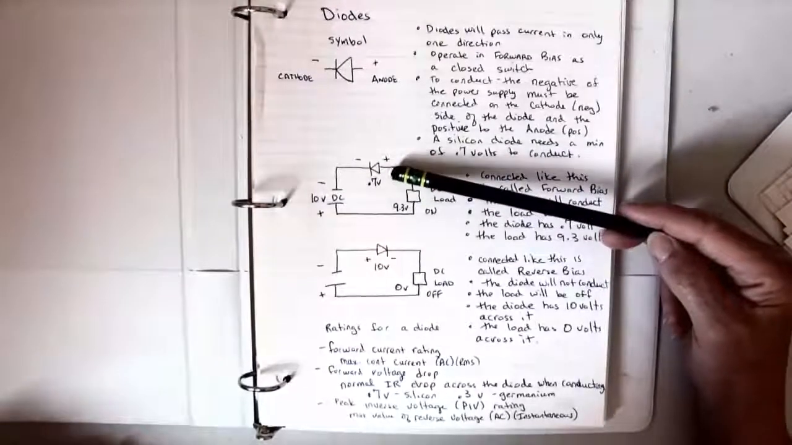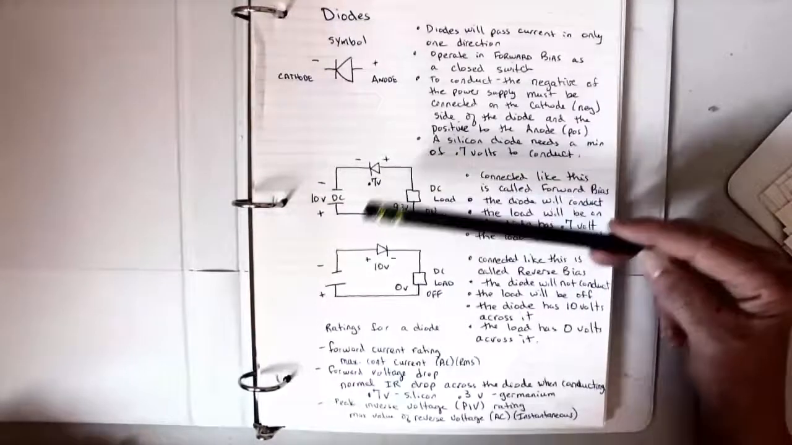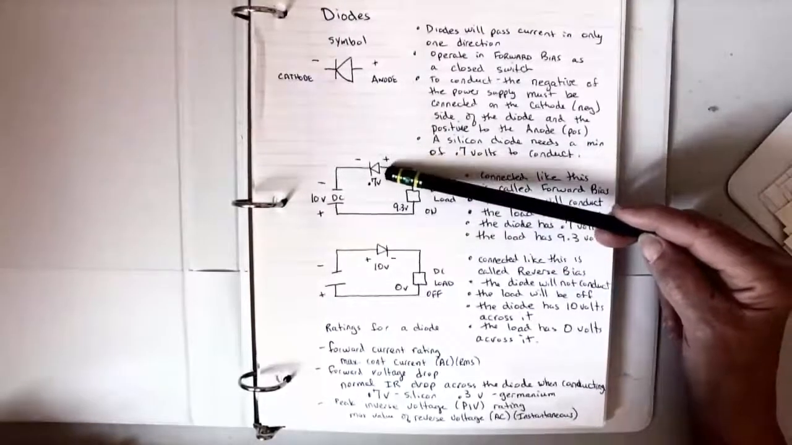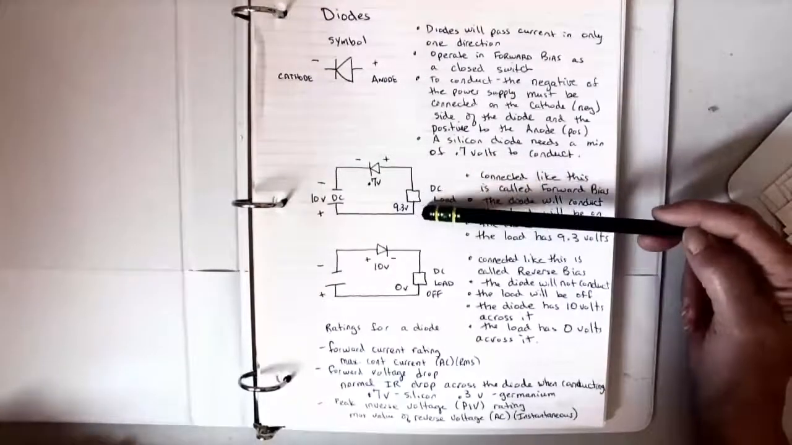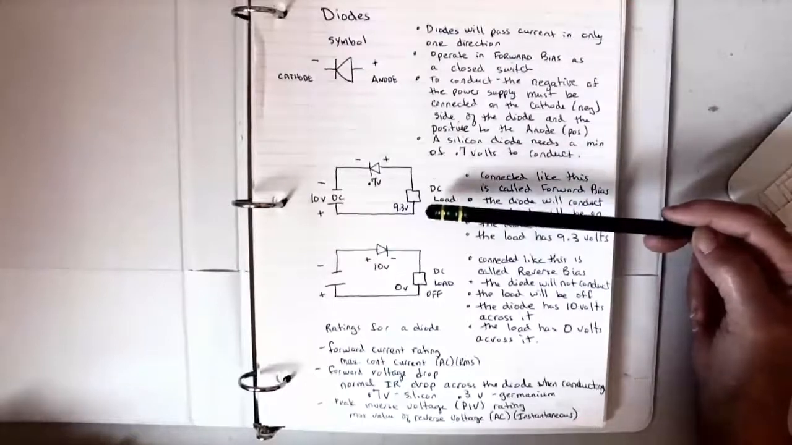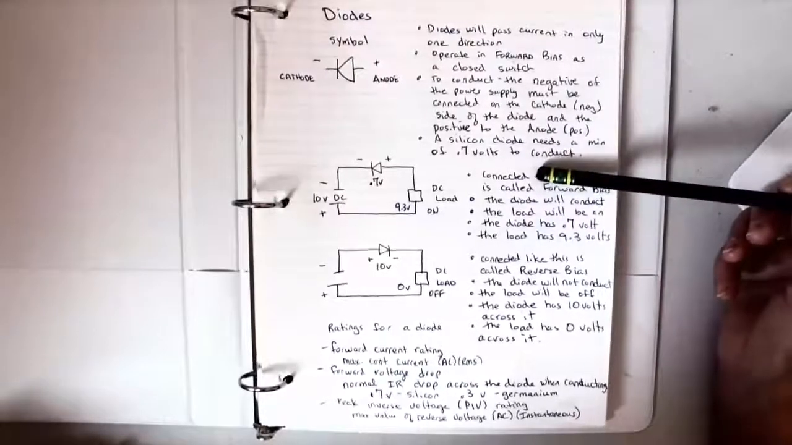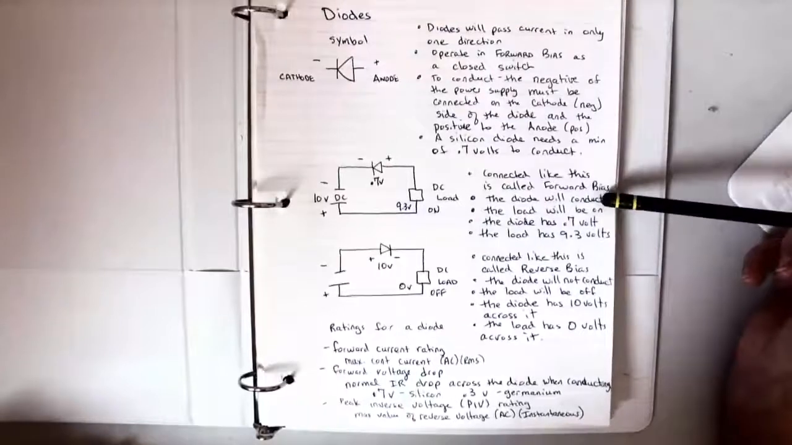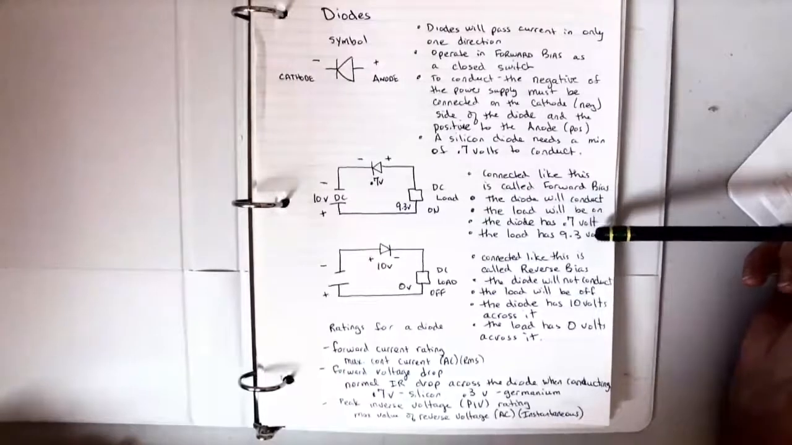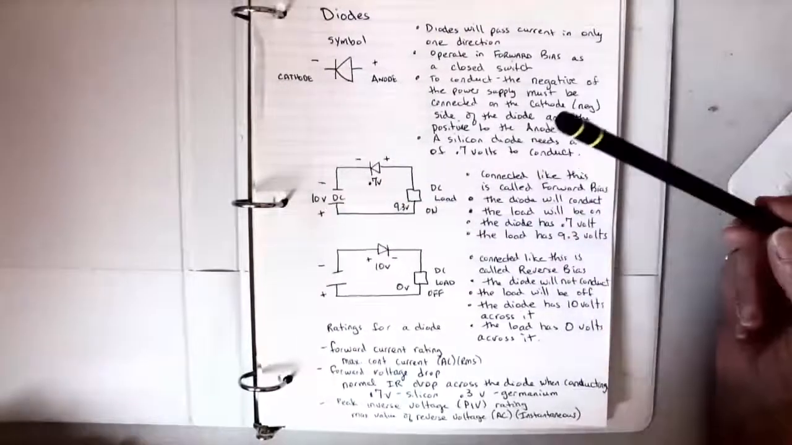Now I mentioned that a silicon diode chews up about 0.7 volts, needs at least 0.7 volts to conduct. So if my supply here was 10 volts, my diode is conducting, it chews up about 0.7 volts. Then the load, because the diode and the load are in series, the load only gets 9.3 volts, which is fine. So again, connected like this, it's called forward bias. The diode will conduct, the load will be on, and the diode has a 0.7 volt drop. That means 9.3 volts is left for the load when we have a 10 volt supply.